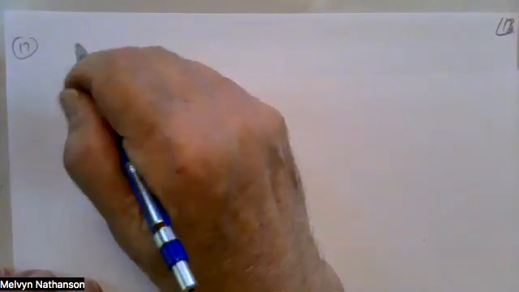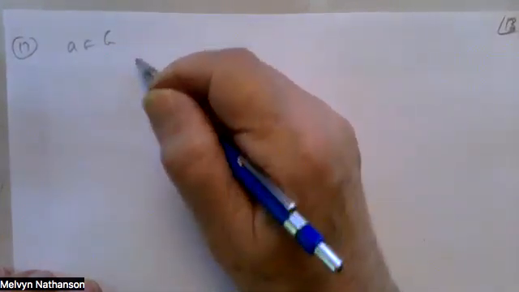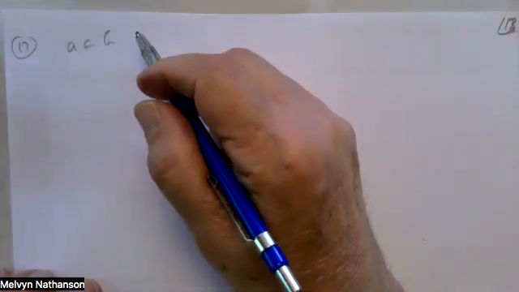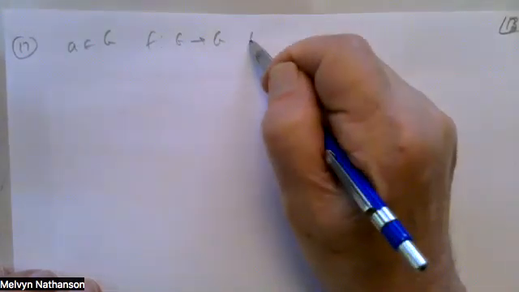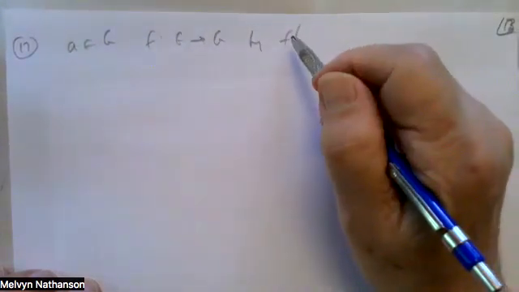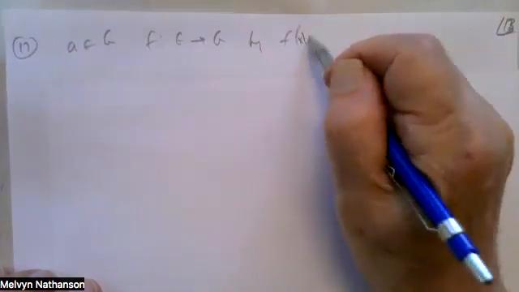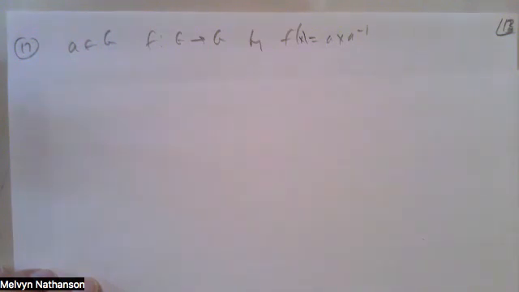Problem 17. We take a, an element of the group G, and we define the function f from G to G by f of x is a x a inverse. And we want to show this is one-to-one and onto.